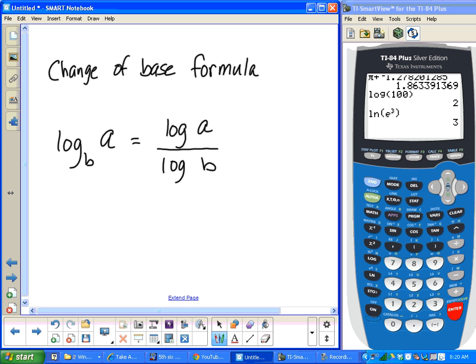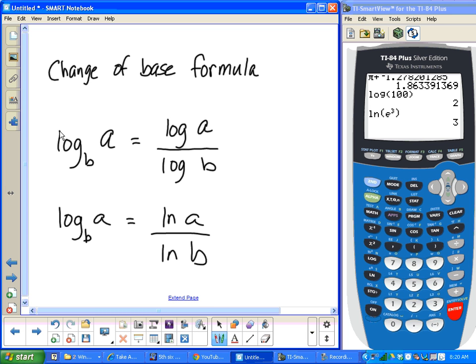We're changing the base from b to base 10 because the base 10 log, or the common log, is on my calculator. So this can also be done with natural logs. It really doesn't matter, I'm going to come out with the same thing either way. So another way to do this would be to say the natural log of a over the natural log of b, and that will give me the same result.